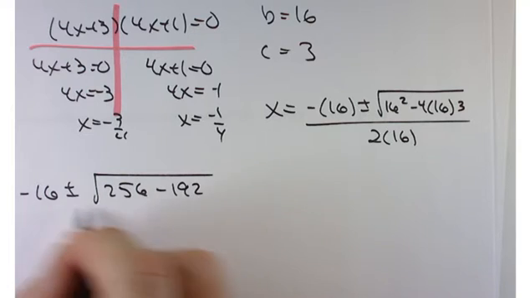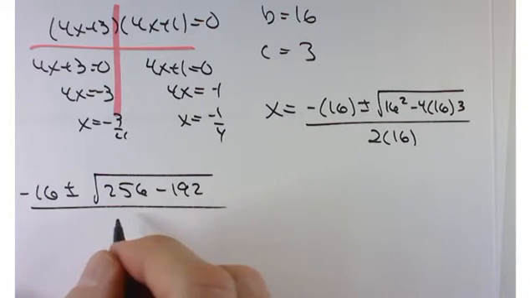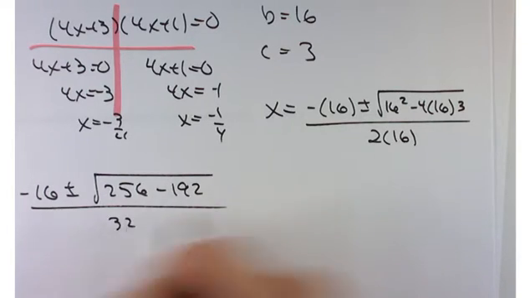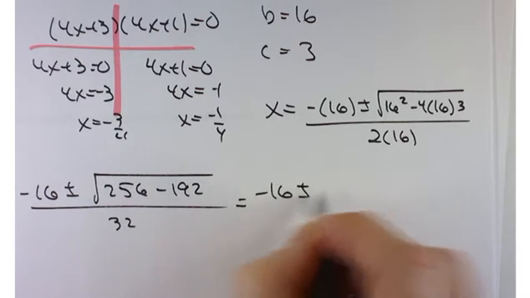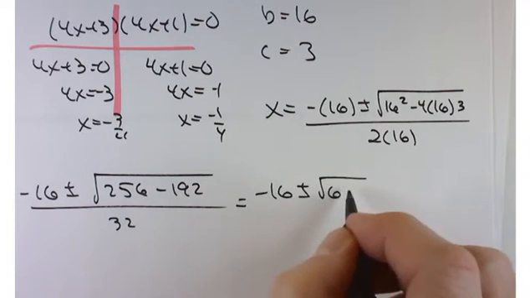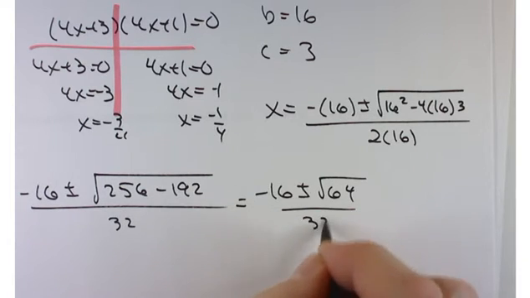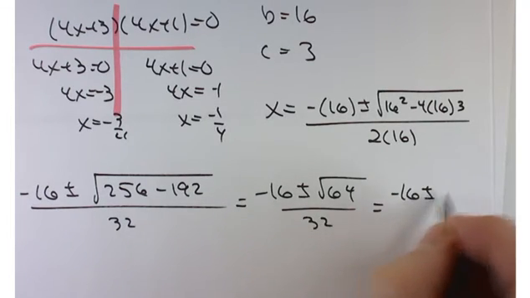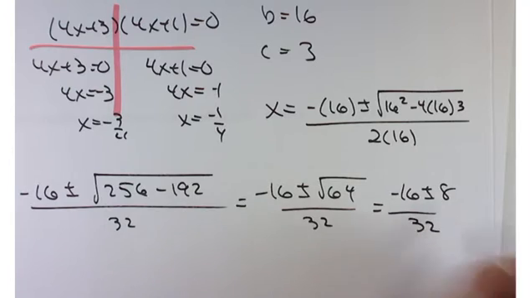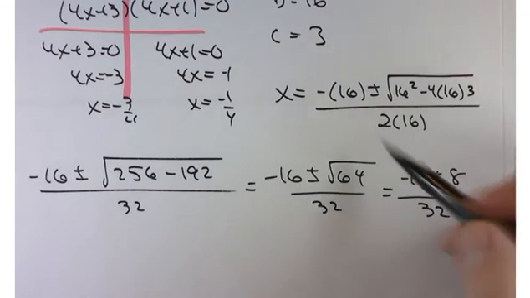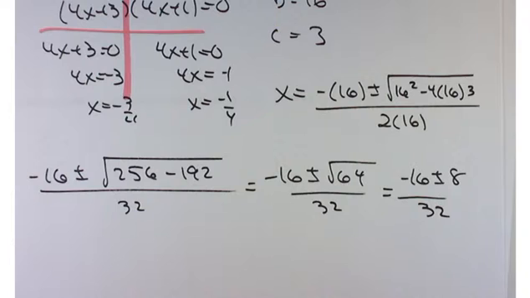192, divided by 32. Or negative 16 plus or minus the square root of 64 over 32. And that works out pretty nice because the square root of 64 is even. Now, if you get to this point in a quadratic equation problem where you're taking the square root of something and it works out nice and even, that's telling you that it could have factored. So, okay, you missed the factorization, no big deal.